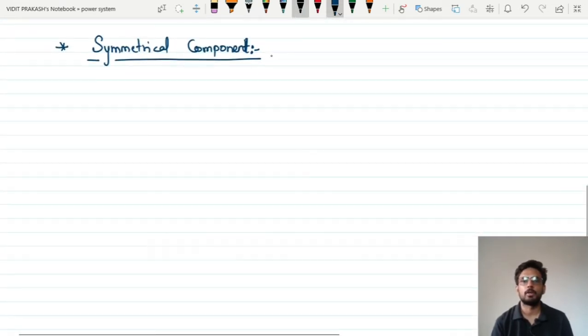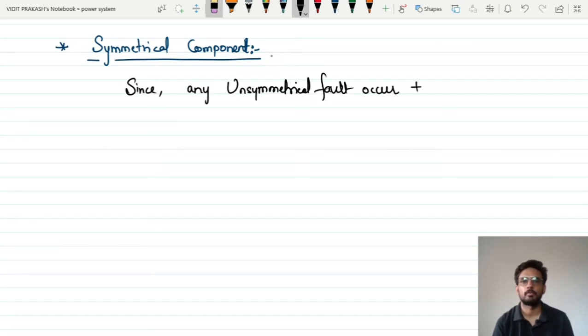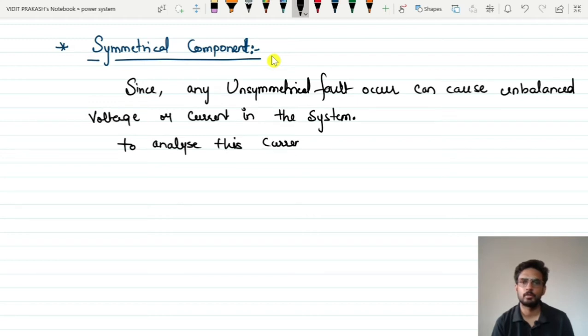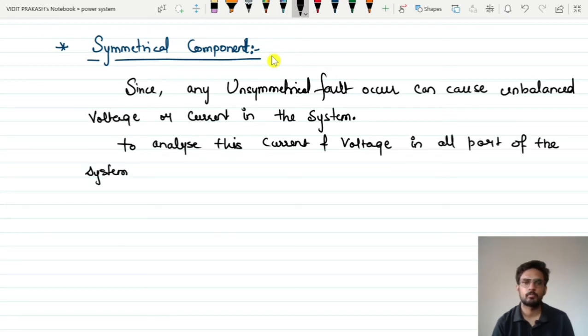So what are the symmetrical components? Since any unsymmetrical fault that occurs can cause unbalanced voltage or current in the system, to analyze this current and voltage in all parts of the system, we use the method of symmetrical components.